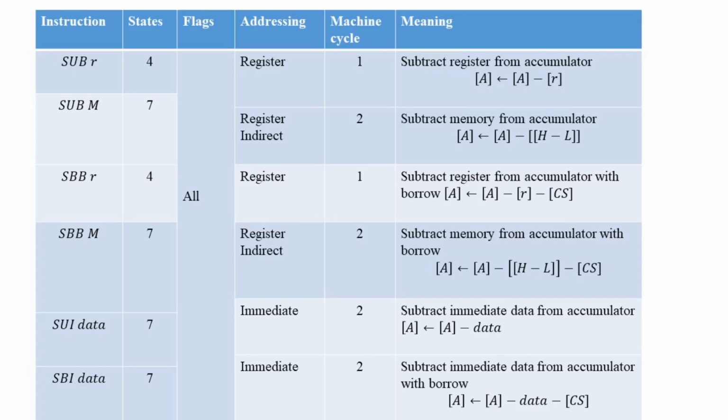Okay. Then SBI data. It is also immediate addressing. It needs 2 machine cycles and 7 states. It subtracts immediate data from accumulator with borrow, which means the content of accumulator minus data minus the content of the carry flag, and stores the result in accumulator. Okay, these are some instructions for subtraction.